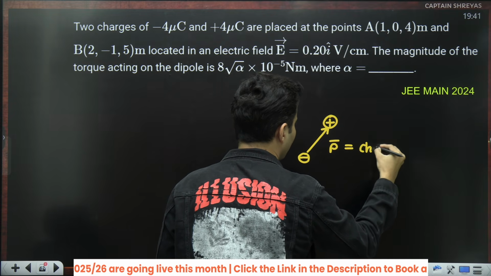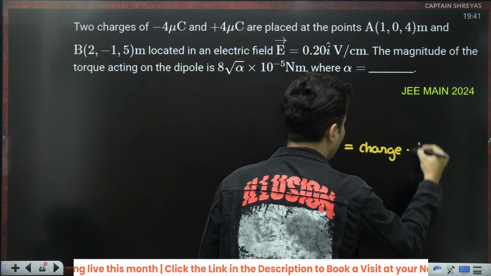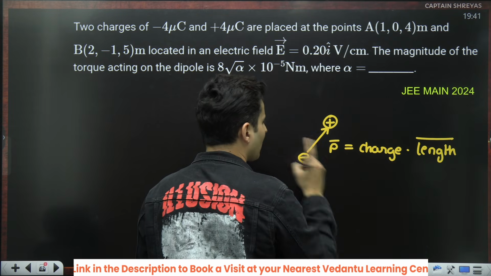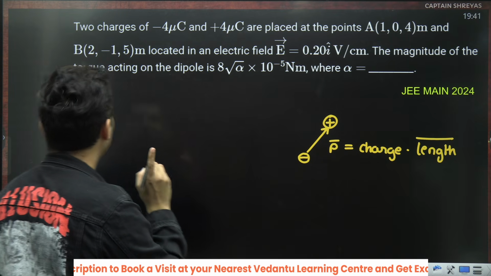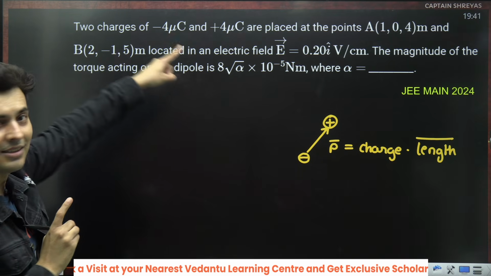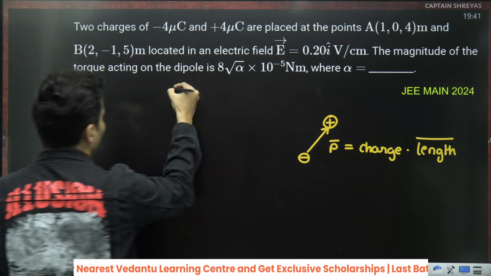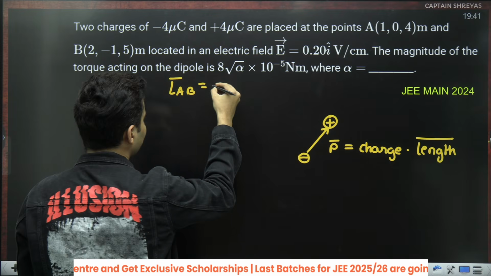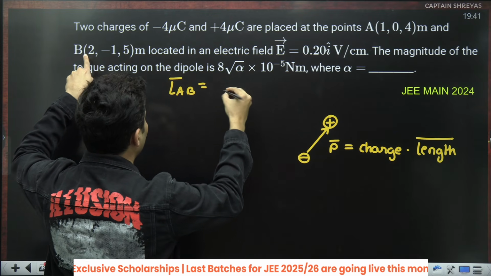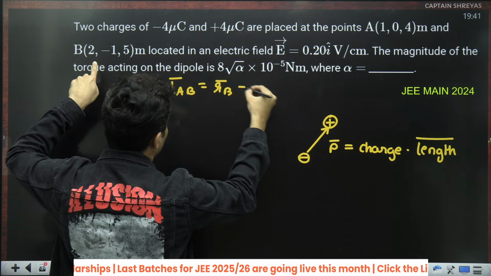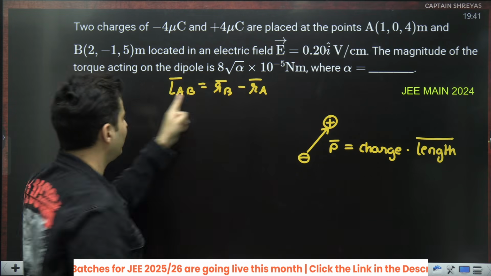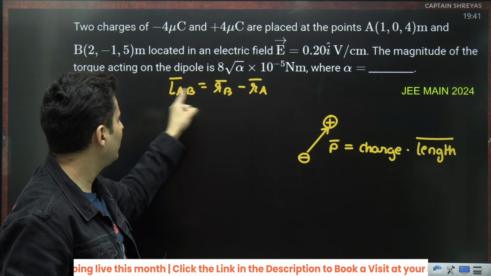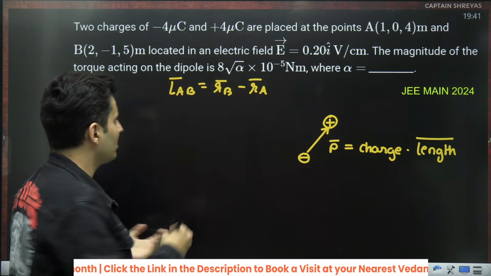It will be the charge multiplied by the length vector. This is scalar multiple. How do I find that length vector? Oh, the coordinates are given. That's how I can find it out. So think about it. Length AB vector will be position of B minus position of A. Just like displacement is change in position, that straight line joining vector from A to B will be position of B minus position of A.